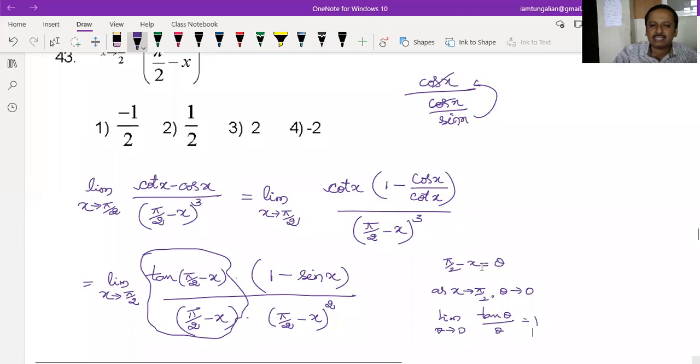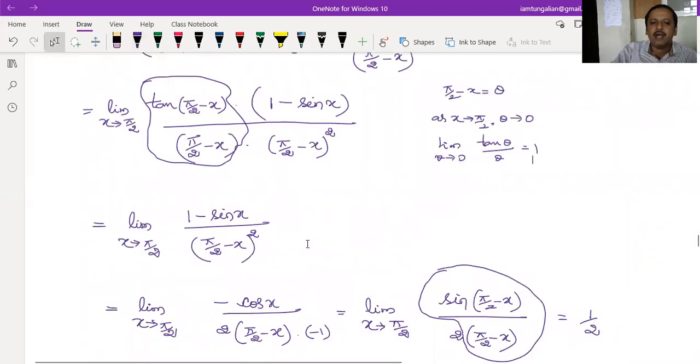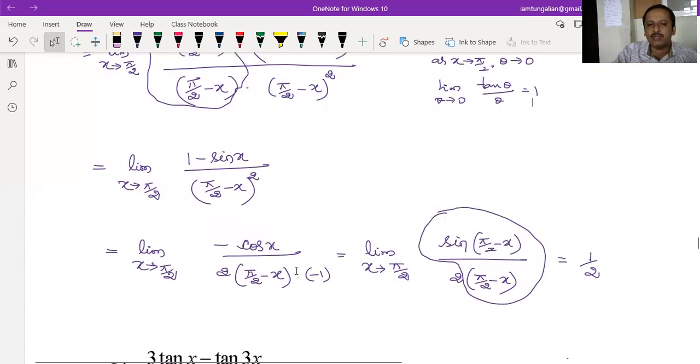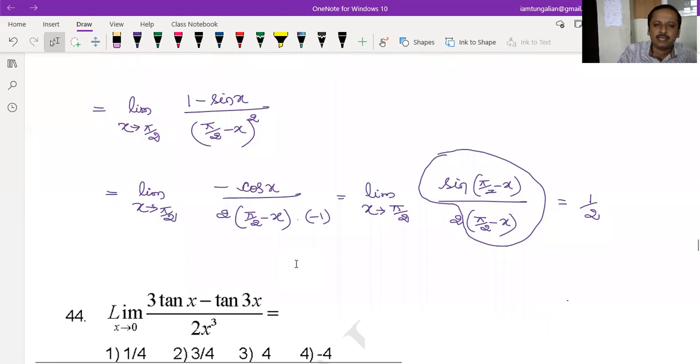Then we have 1 minus sin x by pi by 2 minus x whole square. I have used L'Hospital's rule here. Derivative of 1 is 0, derivative of sin x is cos x, so minus cos x you have, divided by the derivative of pi by 2 minus x whole square, which is 2 into pi by 2 minus x into minus 1. Now as x approaches pi by 2, the minus minus I have cancelled, and cos x I have written as sin pi by 2 minus x, divided by 2 into pi by 2 minus x. As x approaches pi by 2, sin pi by 2 minus x divided by pi by 2 minus x will become 1. So the answer is 1 by 2.